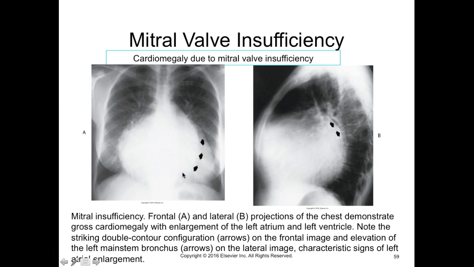Note the striking double contour configuration. So here we're coming out like this, and we have the double contour on the frontal and elevation of the left mainstem bronchus. So it's up higher than it normally would be. Right here, it's higher. Characteristic signs of left atrial enlargement.